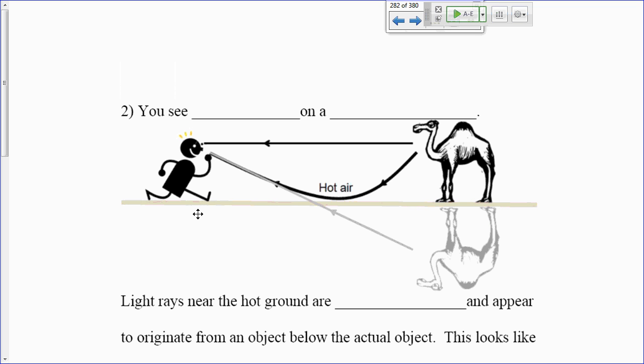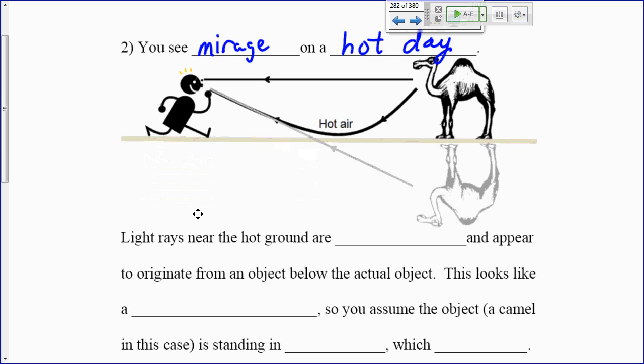All right. The other is mirages. You see mirages on a hot day. We actually see these a lot here, yes, because we have a lot of hot days. But you normally think of these as being in the desert because it's really hot there. So what happens here is that you look out in the distance and it looks like you see water on the ground. It's actually the sky.